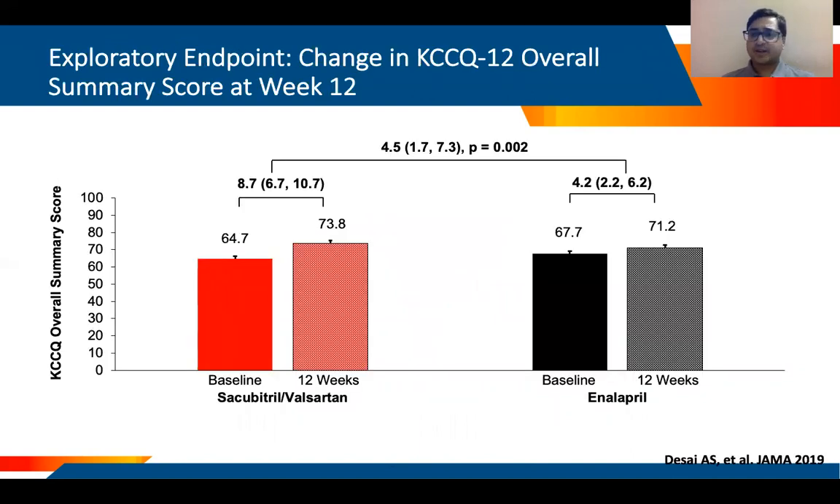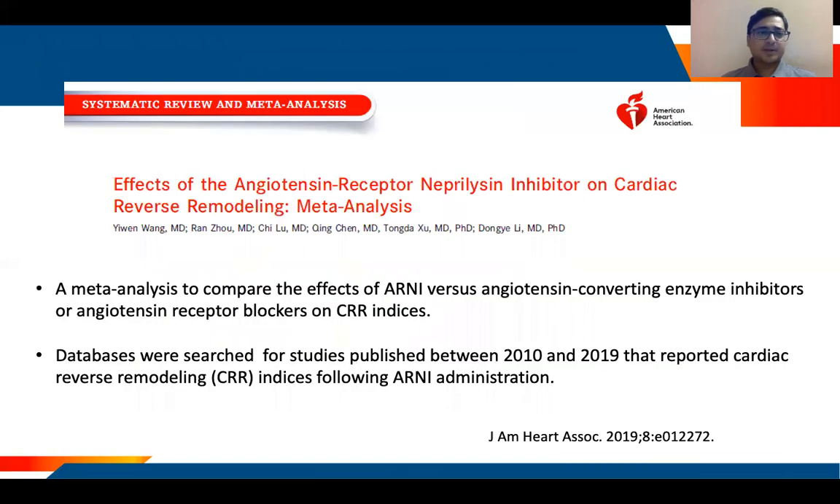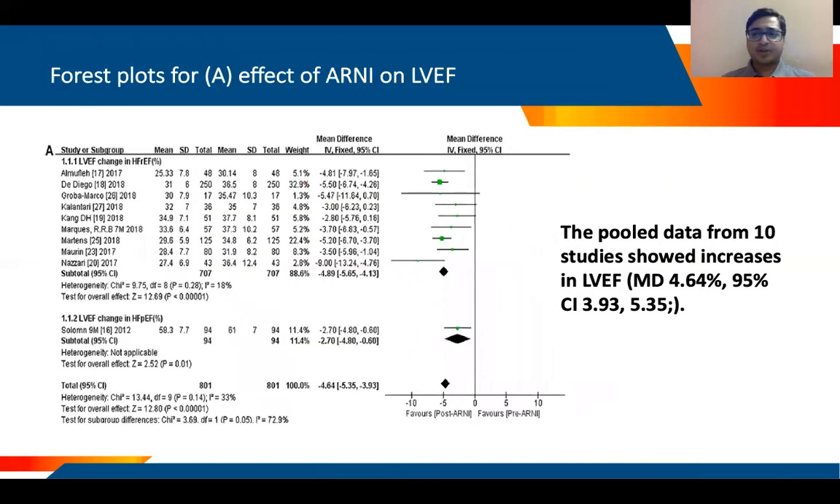The exploratory endpoint was the change in the Kansas City Cardiomyopathy Questionnaire, that is, the overall summary score at week 12, which was very significant when ARNI was prescribed. That indicates a significant improvement in quality of life compared to ACE inhibitor only. Changes in physical limitation score, symptom frequency score, social limitation score, quality of life score, and overall summary score were very significant. And all the data analyses from meta-analyses so far have shown a significant improvement.